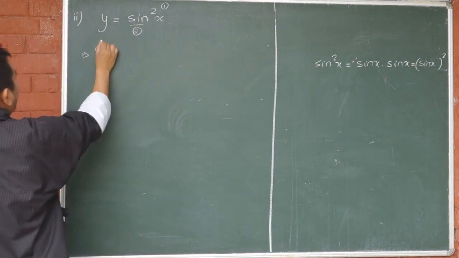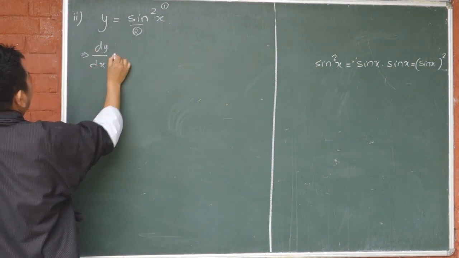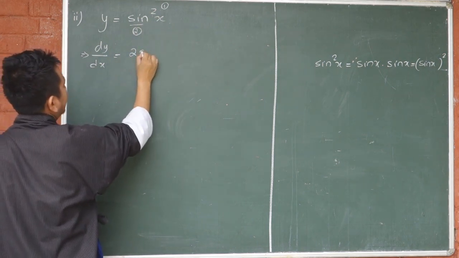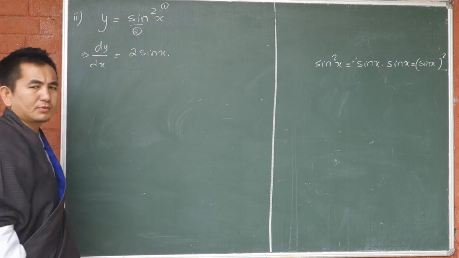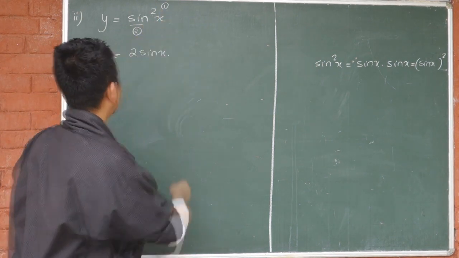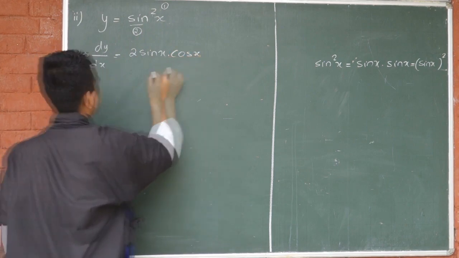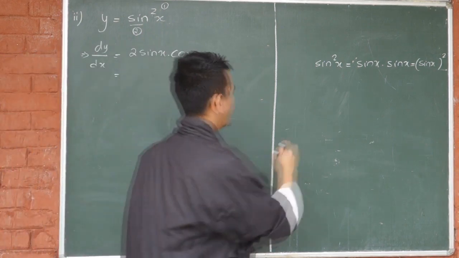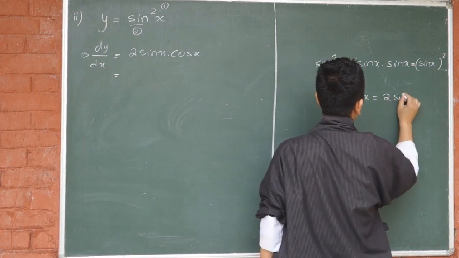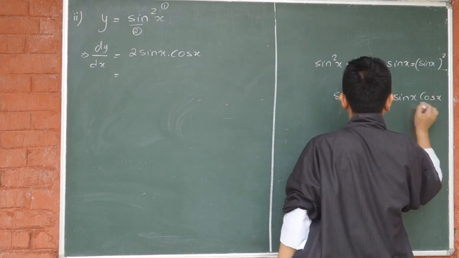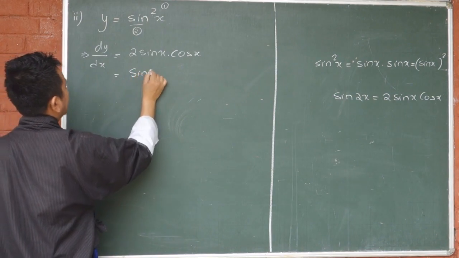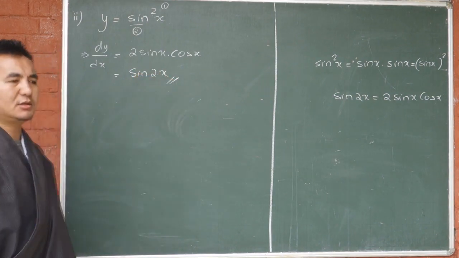Okay, so dy by dx is equivalent to, first go with the power, keeping the inside function the same, 2 sine x. Now the power is done. Now differentiate sine. What's the differentiation of sine x? It is cos x. So we get 2 sine x cos x. We have this identity which says that sine 2x is nothing but 2 sine x cos x. I hope you remember this one. So 2 sine x cos x we can directly write as sine 2x. This is the final answer.